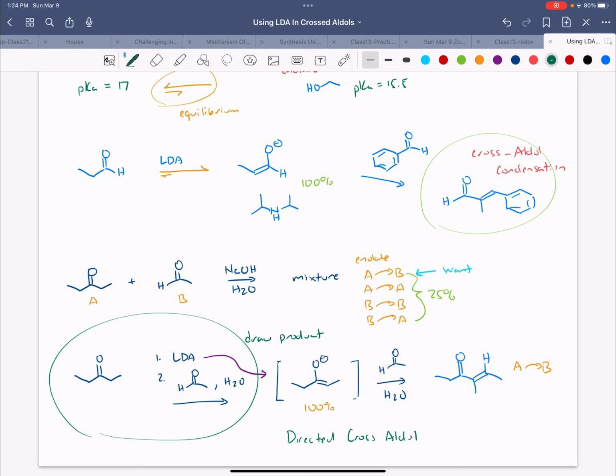A lot of times I will put temperature. LDA is such a strong base that you want to control the heat a little bit. So sometimes I put negative 78 degrees C. I think that's dry ice with acetone to make that cold slurry. So that's one thing you could see.